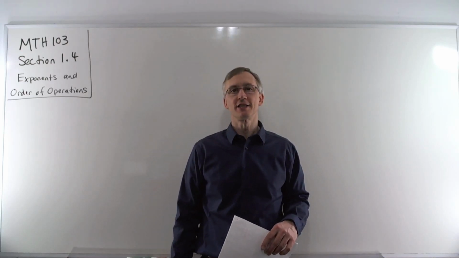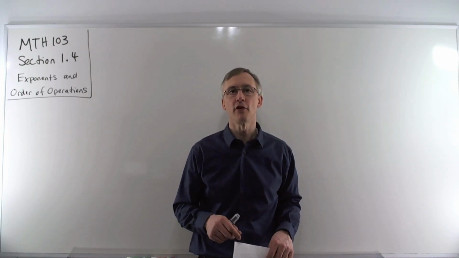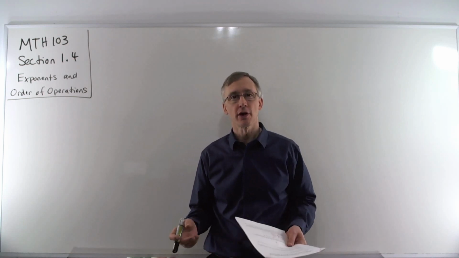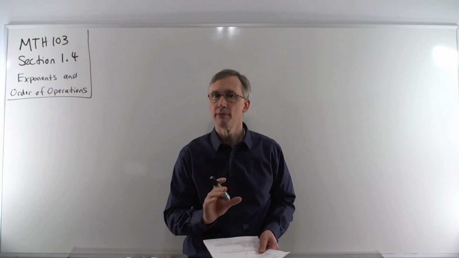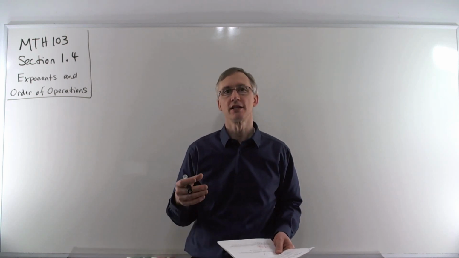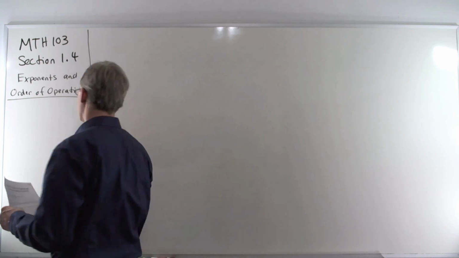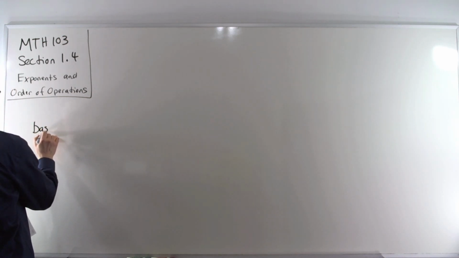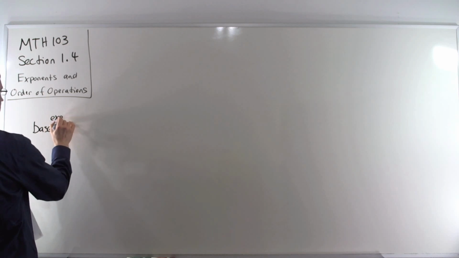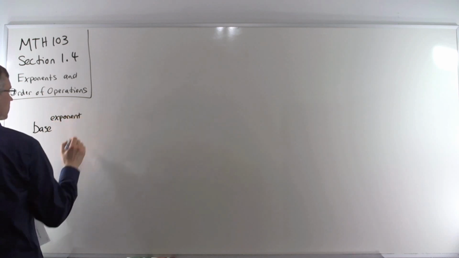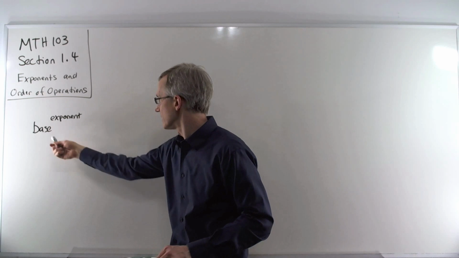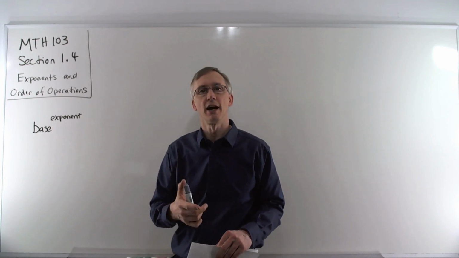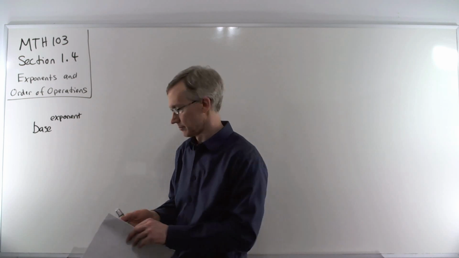Welcome everybody. This is Math 103, Section 1.4 on exponents and the order of operations agreement. So recall that exponents represent repeated multiplication, and they consist of a base and an exponent. The base is the number that we multiply over and over again, and the exponent represents how many times that number appears in the multiplication.